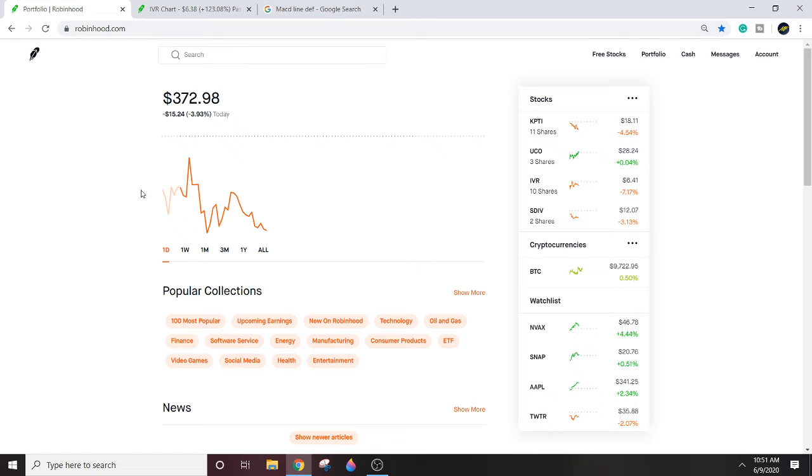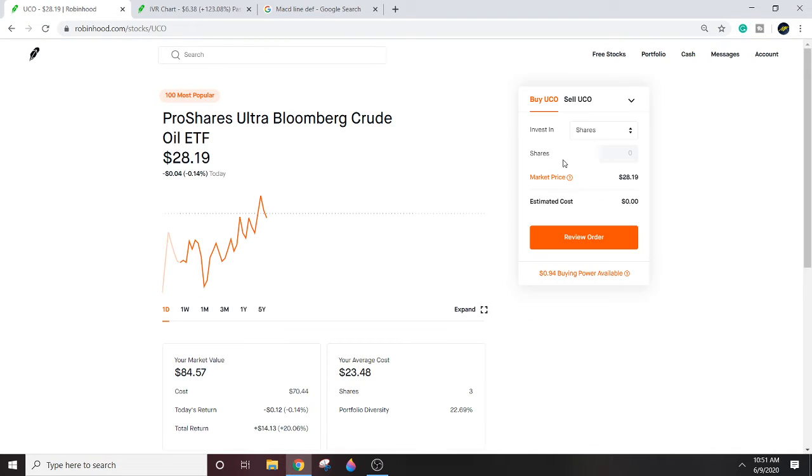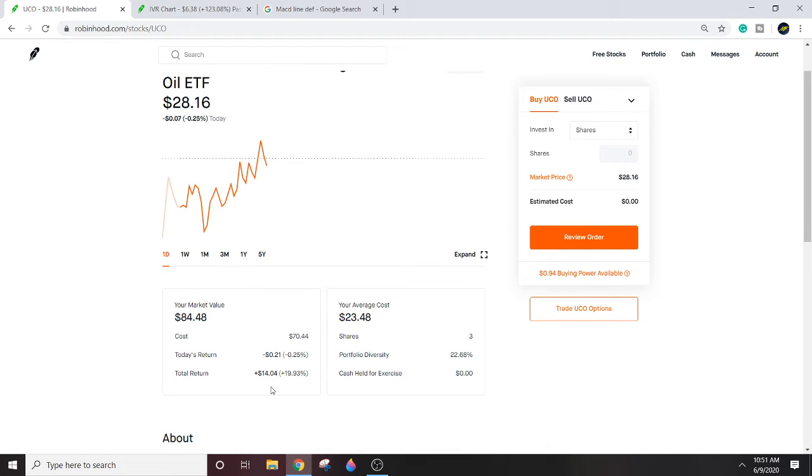There's another example I would give. Another example would be UCO, which is you're betting that oil will go up. And so far, since they keep reopening states and travel's gonna be more accessible, I bought a few shares of this, and so far I made $14 off of it, so it's pretty nice. Full Chipotle meal.